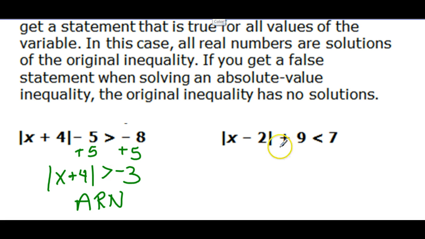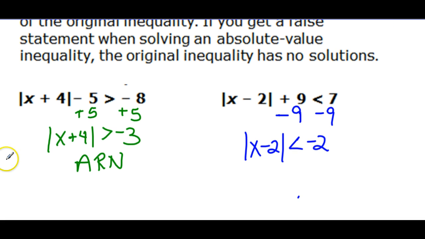Okay, let's try this next one. Start out by subtracting 9 from both sides. That gives you the absolute value of x minus 2 is less than negative 2. Again, think. The absolute value of something is always positive. Are there any positive numbers that are less than negative 2? No, because everything less than negative 2 is negative, so this is no solution. And that's it.